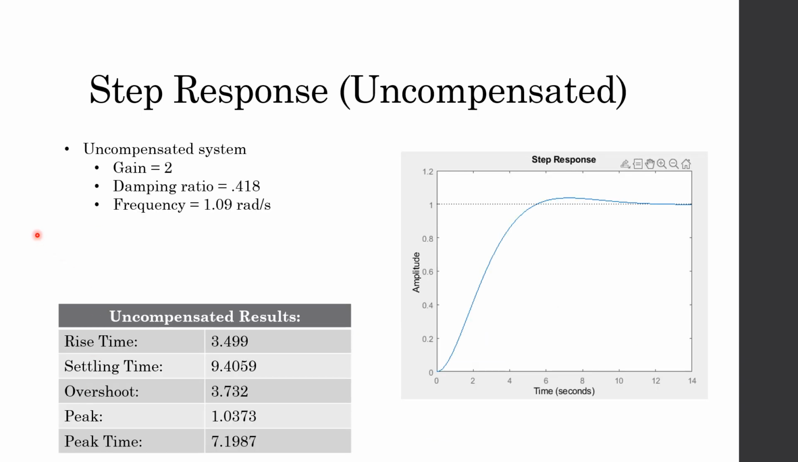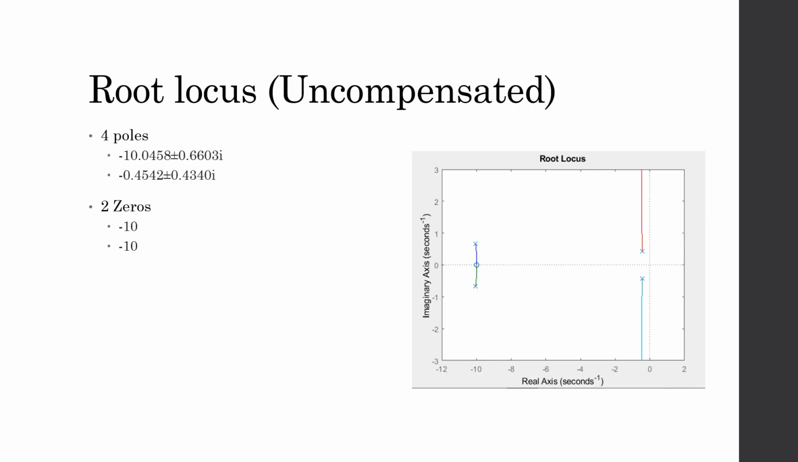Then we get into the step response of this uncompensated system. It has a gain of 2, damping ratio of 0.48, frequency of 0.09 radians per second. Then we get some MATLAB calculations to calculate the rise time, settling time, overshoot, the peak, and the peak time. The peak time is calculated from how long it takes to get to this maximum overshoot peak, if you will. So you see these numbers here, and those will get compared to our compensated system, to see how that changes and how the graph will look different.